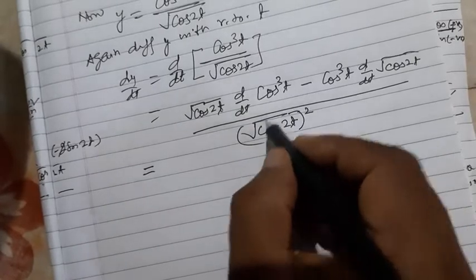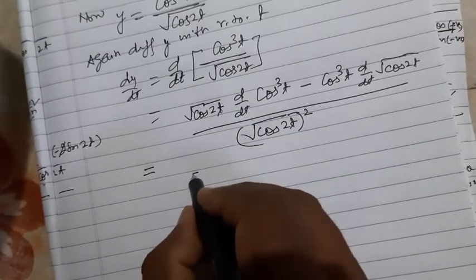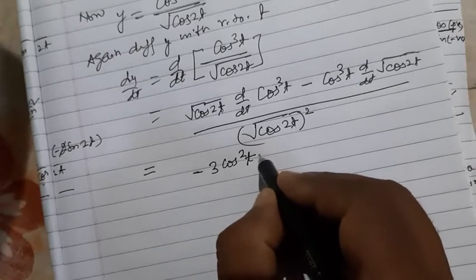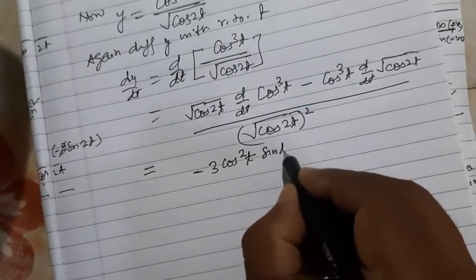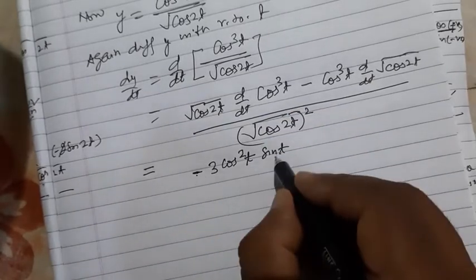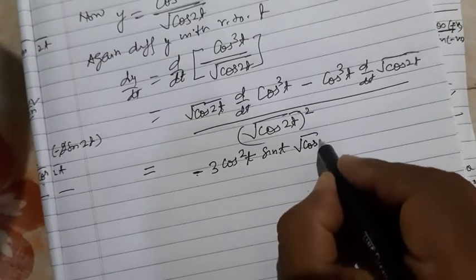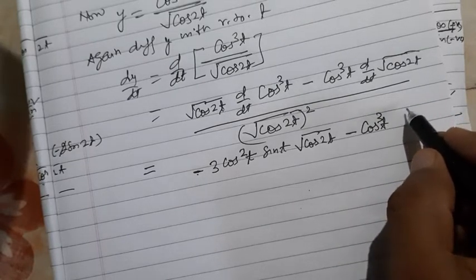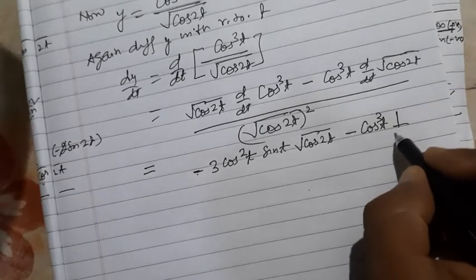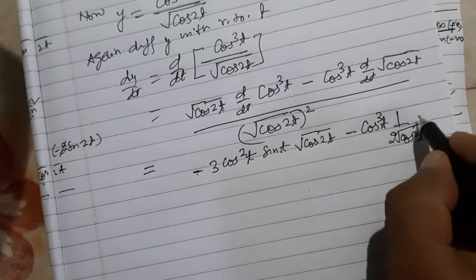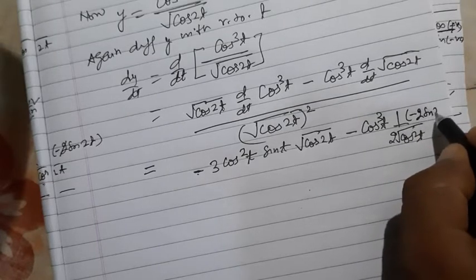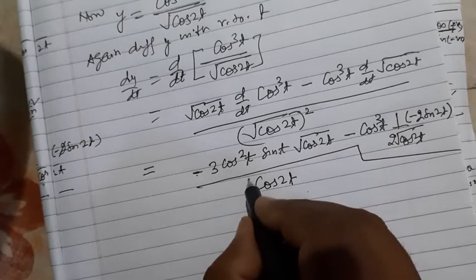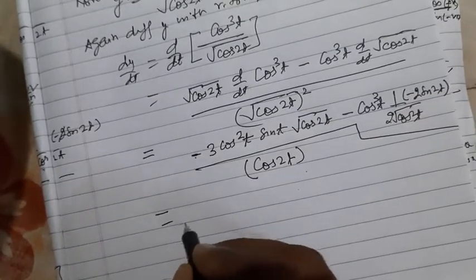If you are simplifying, then you get minus 3 cos square t and differential of cos t, that is sin t, so this sign will be negative, sin t, and under root cos 2t, minus cos cube t, and if you are taking the differential of this, then you get 1/2 under root cos 2t, and differential of cos 2t is minus 2 sin 2t upon cos 2t, and again take the LCM.